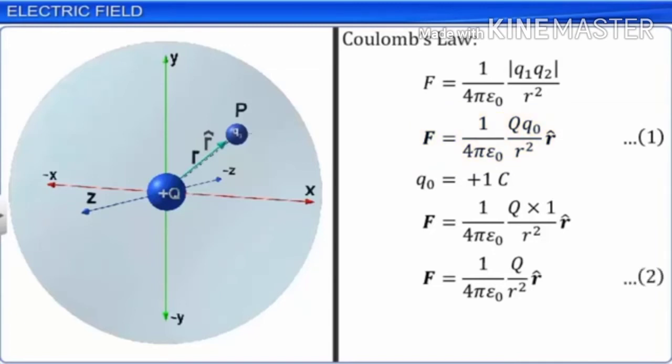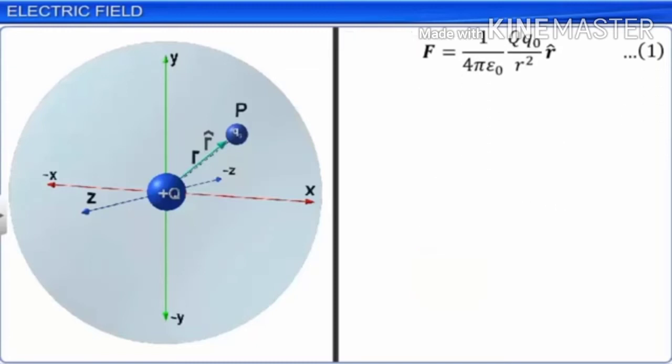Equation 2 indicates the electric field strength or intensity of electric field E, which is the force on a unit positive charge acting at a particular point in the electric field. Therefore, the electric field strength due to charge q at point P is E equals 1 by 4 pi epsilon naught q by r square into r cap. Let this be equation 3.